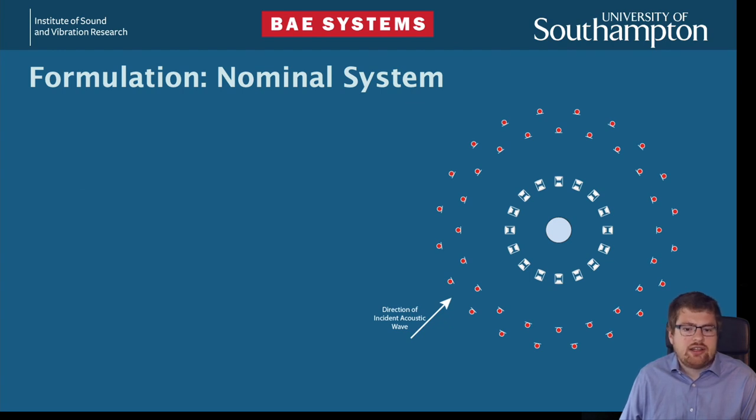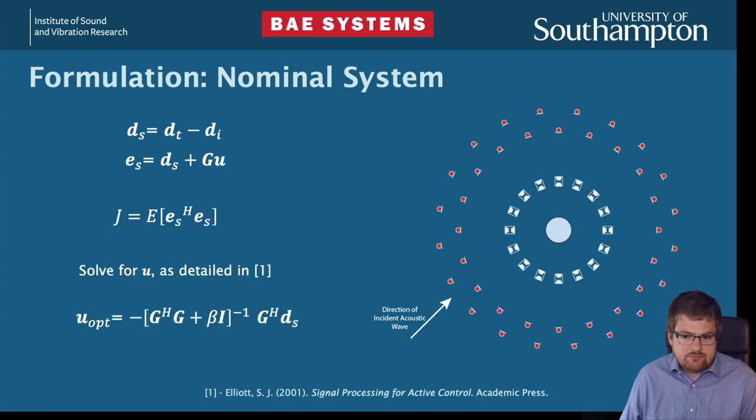In the nominal case, the scattered pressure at each microphone and at each frequency can be expressed as the difference between the total and incident pressures. The error after control can be expressed as the disturbance plus the contribution from the control sources, given by the matrix of plant responses G multiplied by the vector of control source strength U. In this control strategy, the controller aims to minimise the sum of the squared scattered pressures at the far-field microphone array, which, as detailed in the literature, results in a formulation for the optimal control source strengths as this.